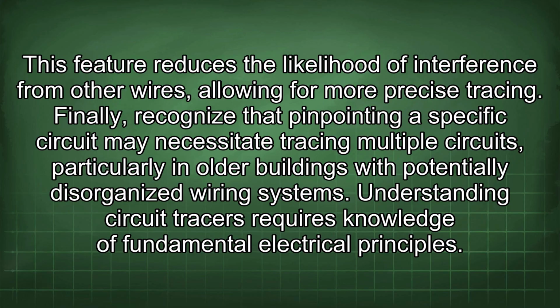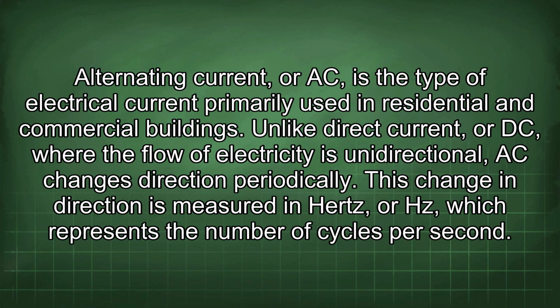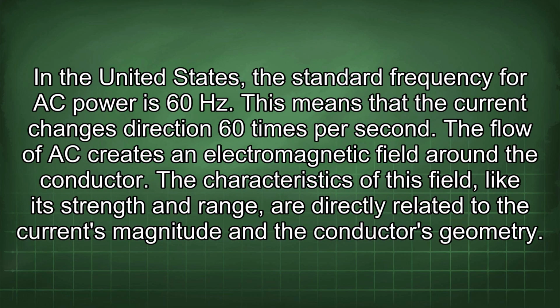Understanding circuit tracers requires knowledge of fundamental electrical principles. Alternating current, or AC, is the type of electrical current primarily used in residential and commercial buildings. Unlike direct current, or DC, where the flow of electricity is unidirectional, AC changes direction periodically. This change in direction is measured in Hertz, or Hz, which represents the number of cycles per second. In the United States, the standard frequency for AC power is 60 Hz. This means that the current changes direction 60 times per second.